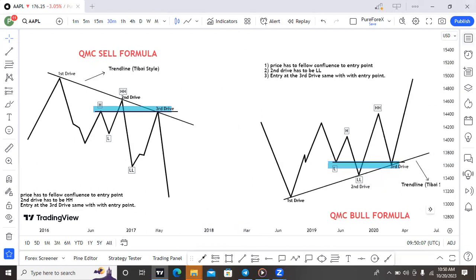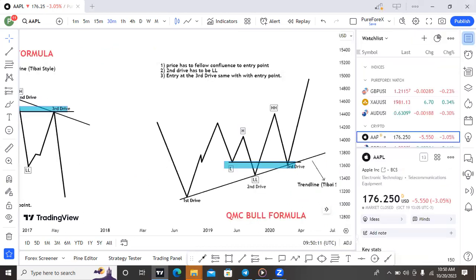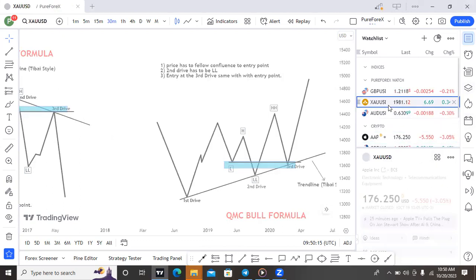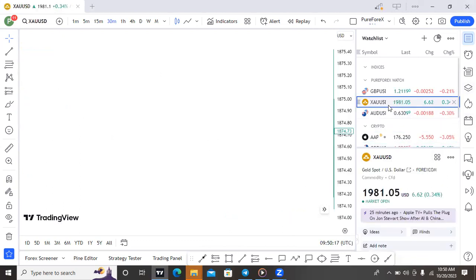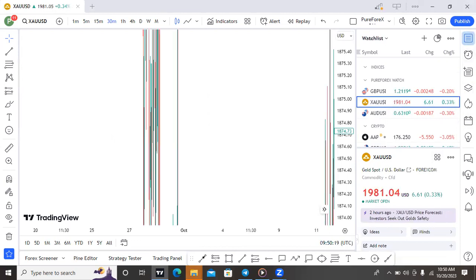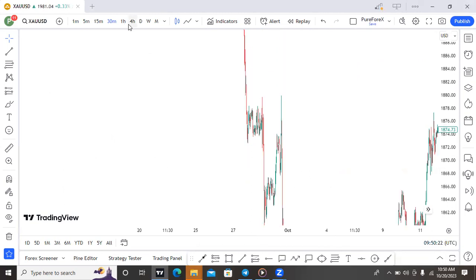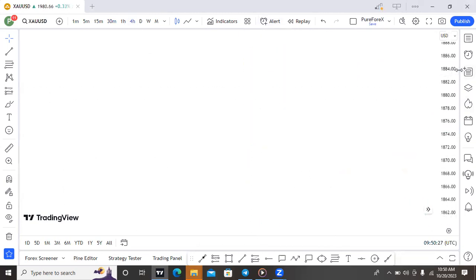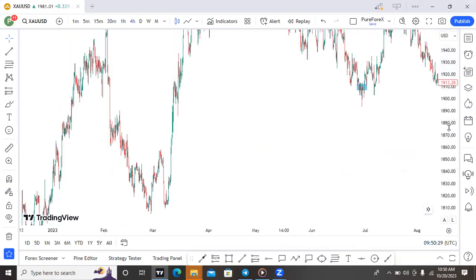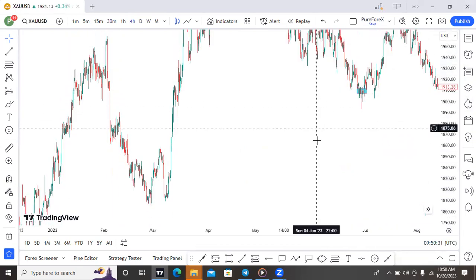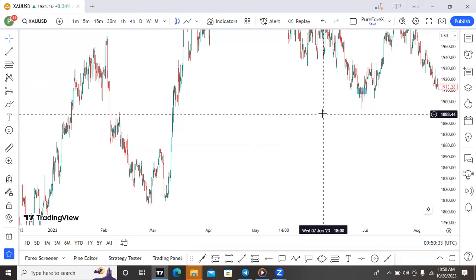So let's go to Gold USD. Yes, I trade Gold USD. So let's go to Gold USD. So let's go to the H4 time frame. So let's clear everything on the chart.